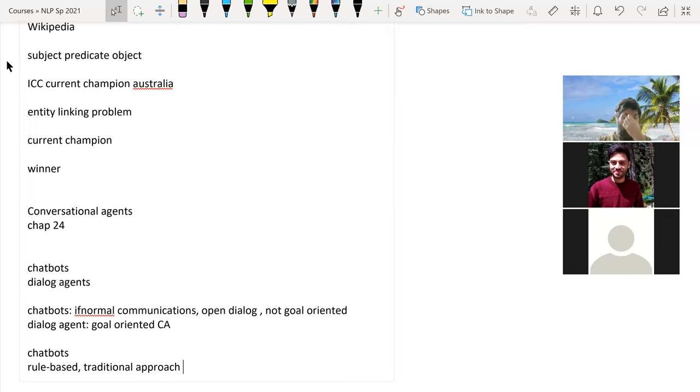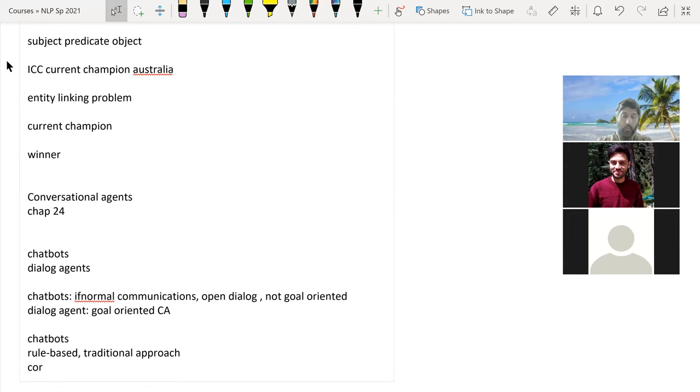But of course, relying solely on rules is not very extensible and not very robust. So nowadays, we don't rely entirely on rules. The other approach is called corpus-based.